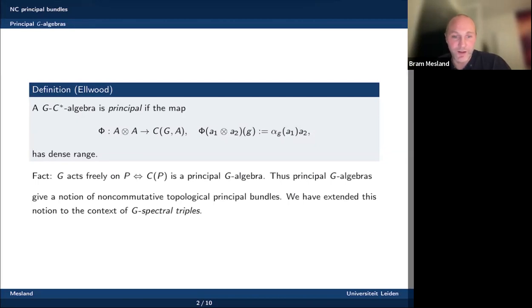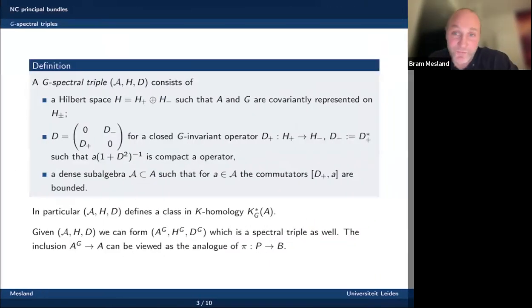And now we want to extend this, and that's the main content of our work, to the spectral triple setting, where we want to include the differential geometric structure. So just to recall this well-known definition, most of you know it well. A G-spectral triple (A, H, D) consists of a graded Hilbert space. So I just wrote this out explicitly. It means that the Hilbert space consists of two pieces, H plus and H minus. And the pair (A, G), so A is a G-C-star algebra, but we now require that we have a representation of both A and G that is covariant in the usual way.